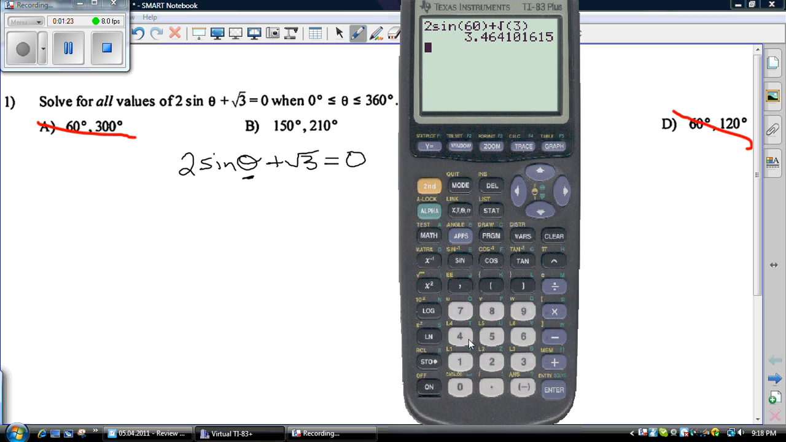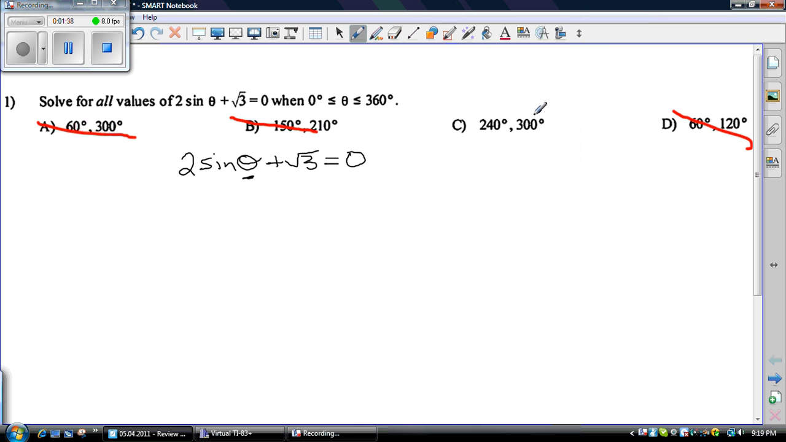So let's check it out. 2 sine 150 plus the square root of 3. This one doesn't work either, so it must be choice C. Now I'm going to show you how to do this longhand also, but that was an easy way to do it in the calculator.